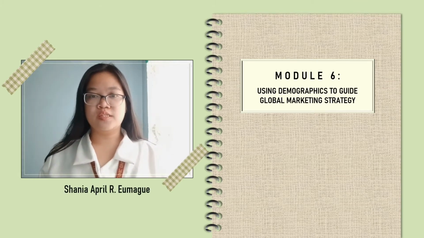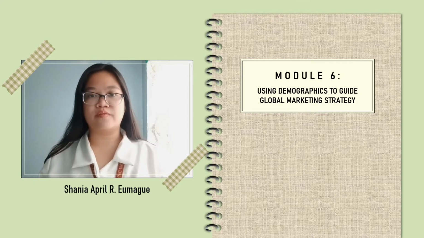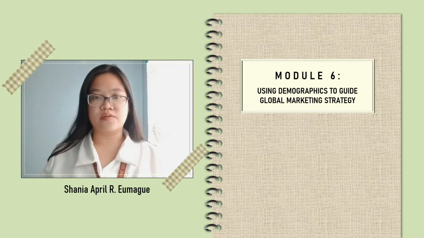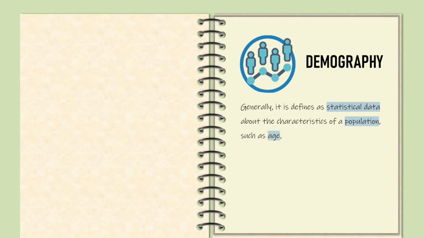To start off the discussion, I am Shania April Yumagi and I will be discussing demography, its definition, and its characteristics. Demography in general is defined as statistical data about the characteristics of a population such as the age, gender, and income of the people within the population.